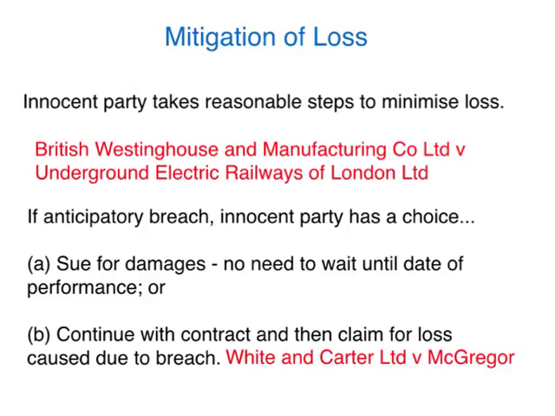Now, in terms of mitigation of loss, if it's an anticipatory breach, the innocent party has a choice. They can sue for damages straight away. There's no need to wait until the date of performance. So for example, you might see something in the exam where, say, in the scenario, a nightclub owner who's contracting a singer to perform at a gig at a certain day and time, and they suspect or are told by the singer that they're not going to perform, then they can sue the singer straight away.